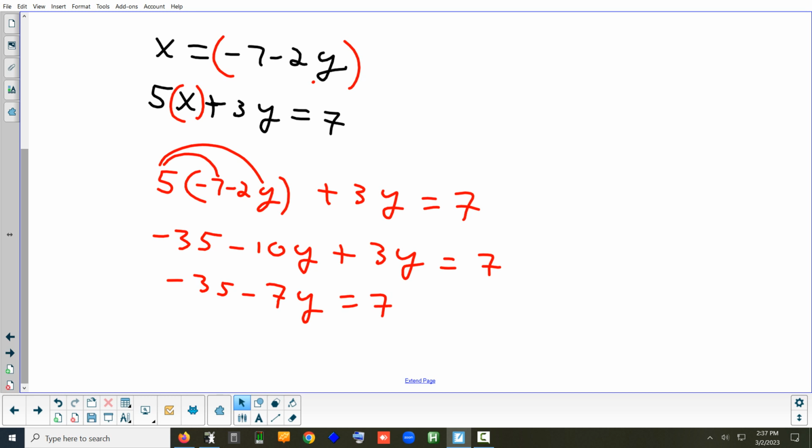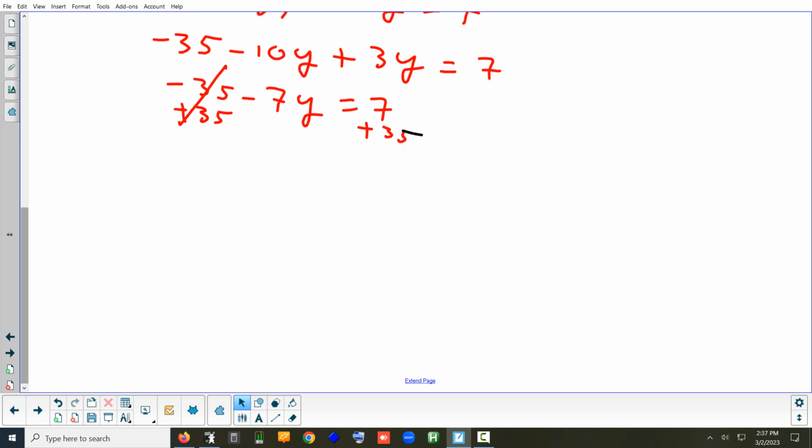And now, what are we going to do with that negative 35? We're going to divide by negative 7 in a second, but we have to do something different with that negative 35. Yeah, we have to add it. So the negative 35s cancel out. And now we can divide. What would we divide by on both sides?